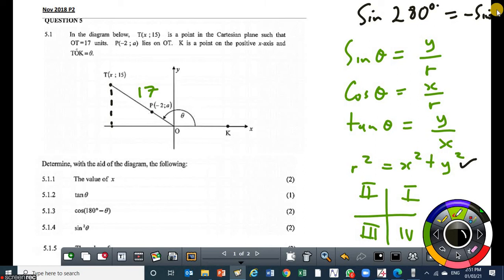And here, don't worry about the value of theta. Questions like this rarely ask you to determine the value of theta. So let's find tan theta. Don't complicate things. Tan theta is equal to y over x. We know y, it's given as 15. We have found x as minus 8.